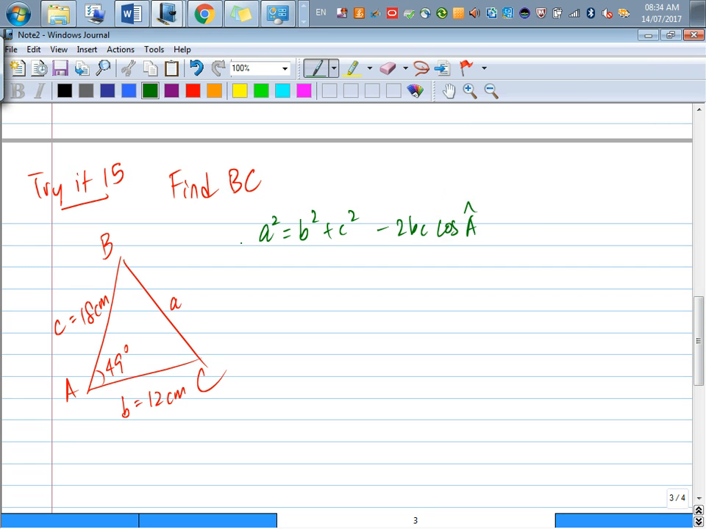So now, substitution. A square, I don't know what that is, equals to b square. So 12 square plus 18 square minus 2 times of 12 times 18 cosine 49 degrees. So A equals to square root of this whole thing. So I'll just shortcut. I'll remove this square and I'll put a square root. So I don't have to write so many times. Then calculate.